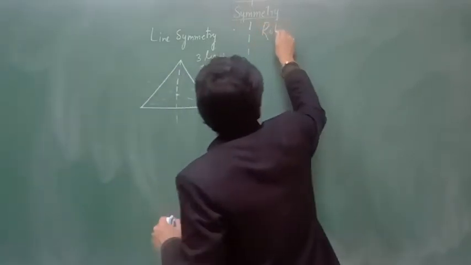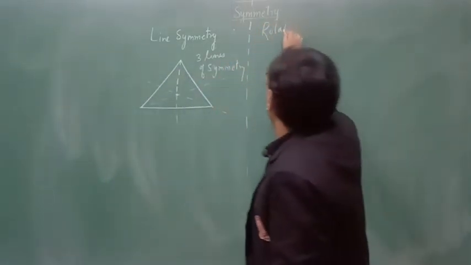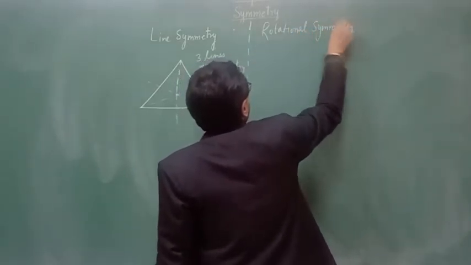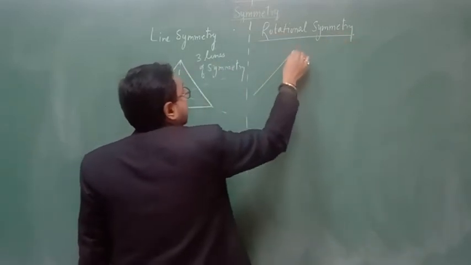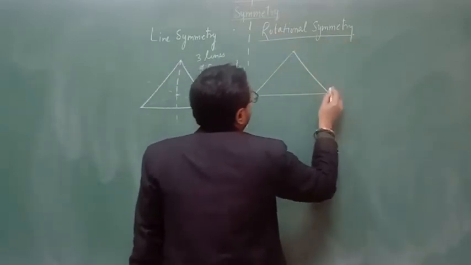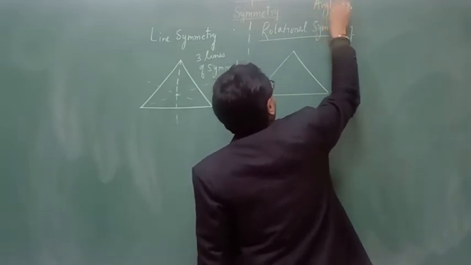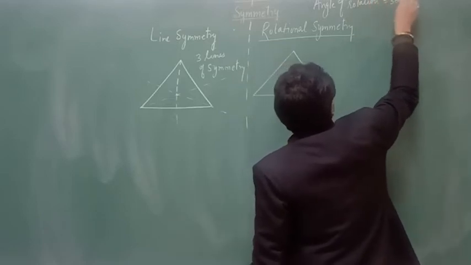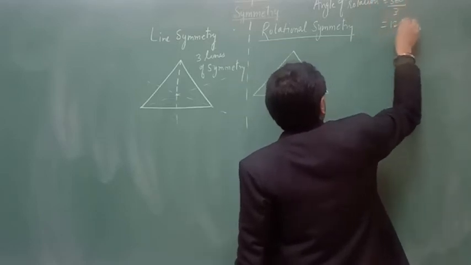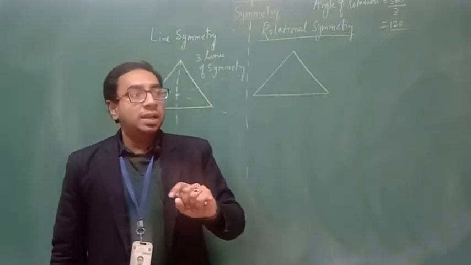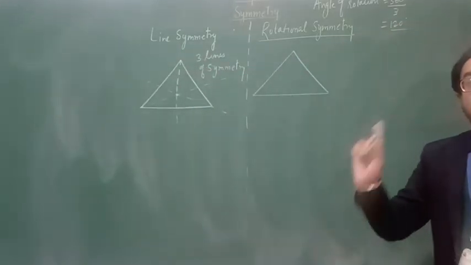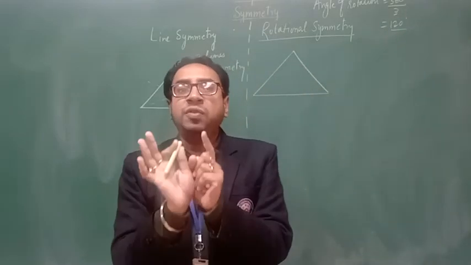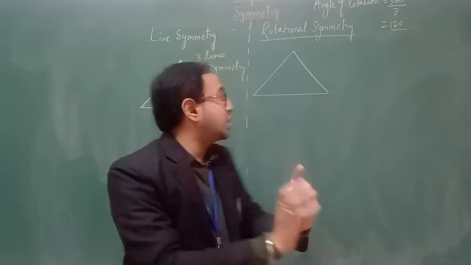If I talk about rotational symmetry, first of all we have to find the angle of rotation. The angle of rotation of an equilateral triangle is 360 degrees upon 3, that is 120 degrees. It means after 120 degrees it will rotate back. Yes, after 120 degrees if we rotate an equilateral triangle, it will take its shape back.